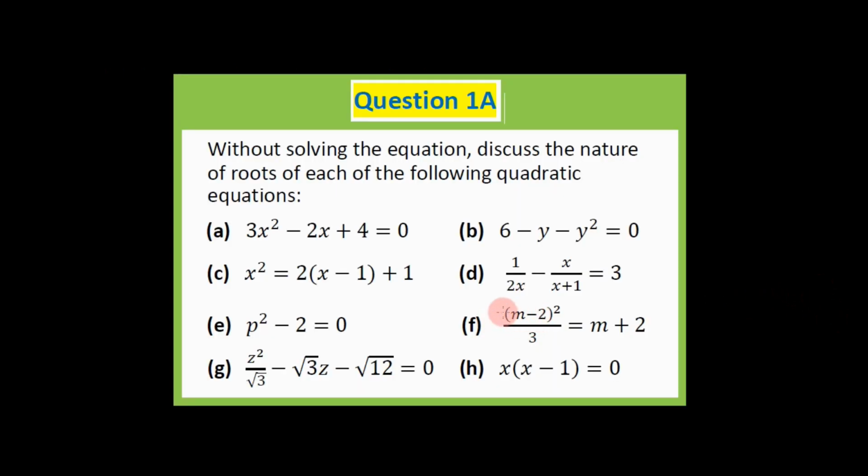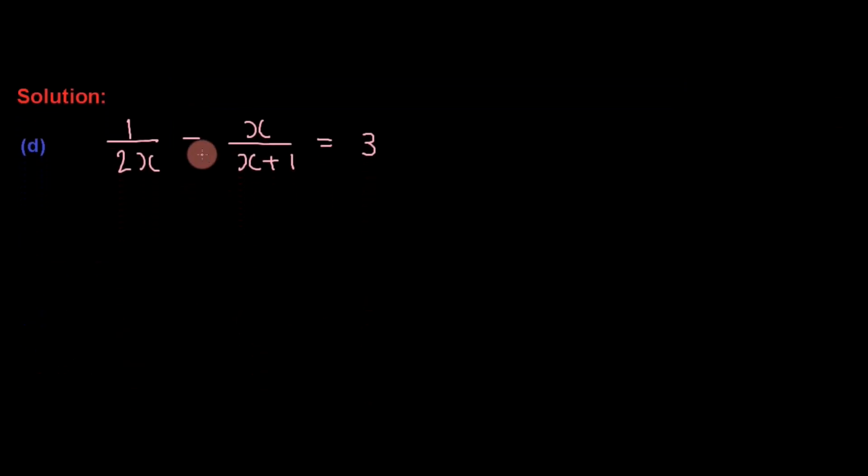Then in D, the equation is obviously not in standard quadratic form, and we also have fractions to deal with. So we're first going to get rid of the fractions by multiplying through by the LCD. So we're going to multiply through by 2x into x plus 1. So then 2x into the LCD, x plus 1 remains, times the numerator, so 1 times x plus 1. Then x plus 1 into the LCD, 2x remains, times the numerator, which is x.